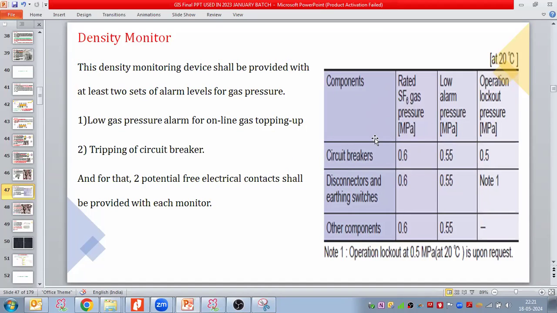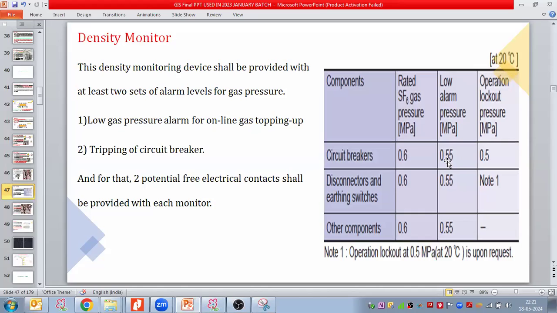Here they also furnish one table in which they mention the stage 1 alarm and stage 2, and then lockout or tripping. So rated SF6 gas pressure 0.6, here we are taking for the breaker module. During service of the GIS module, gas may leak because of the flange connections. When the gas pressure reduces to 0.55 bar, the first low level alarm goes to the operator, and if the operator attends to the alarm and fills the gas, then it's fine.